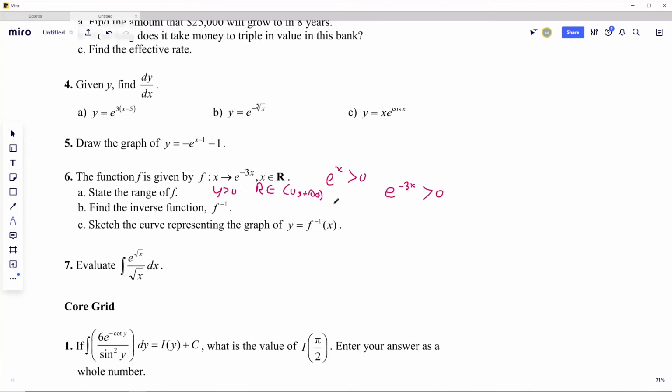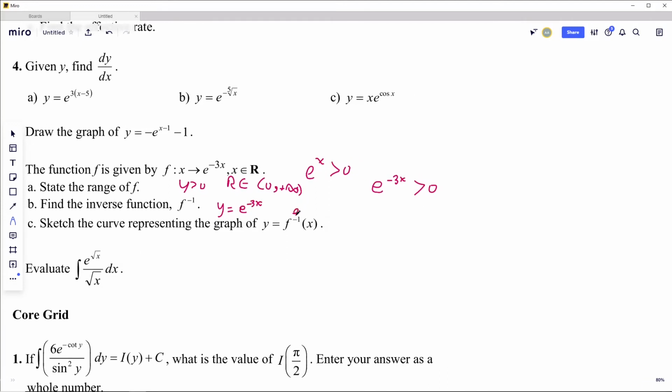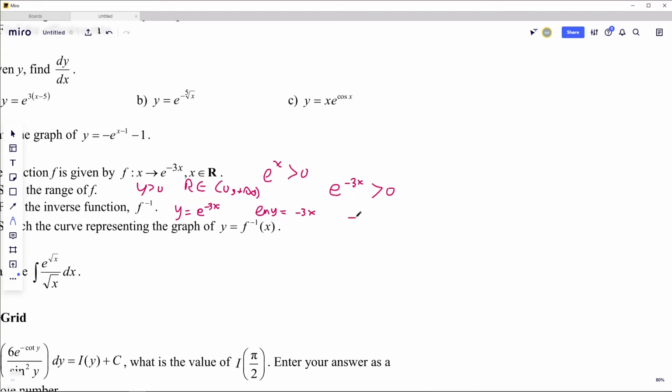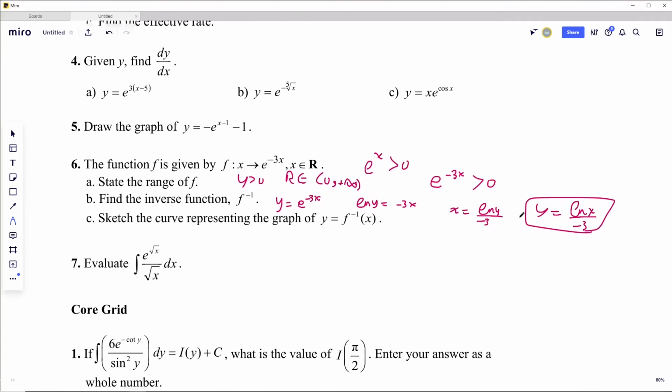So for the inverse, just do y equals e to the minus 3x. Operate ln, so ln y equals minus 3x, divide by minus 3, so x equals ln y over minus 3. And when you interchange, y is ln x over minus 3. And we're done. So now the sketch of the inverse.